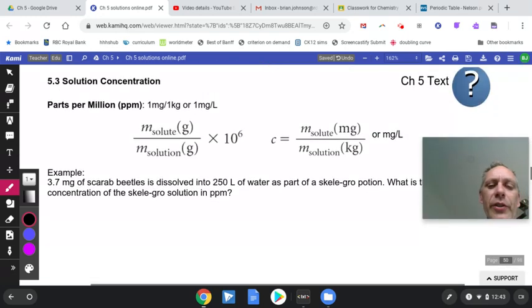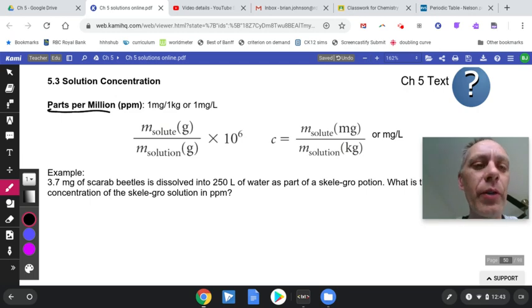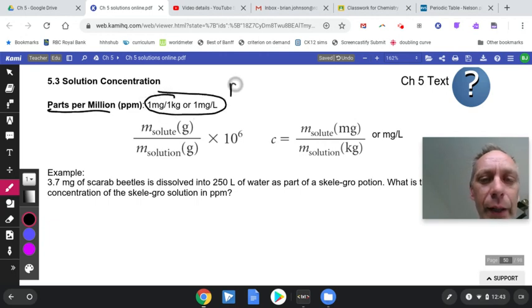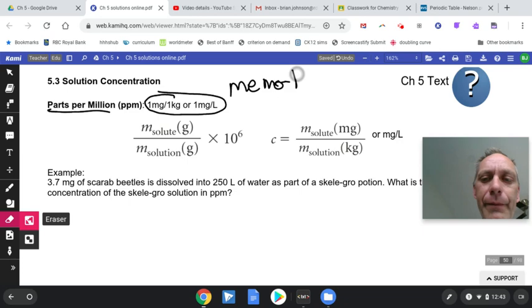So now we're going to switch to parts per million. So we're done percent by weight, percent by volume, percent weight by volume. Now we're looking at parts per million. And again, this is the thing you have to memorize. Milligrams per kilogram.